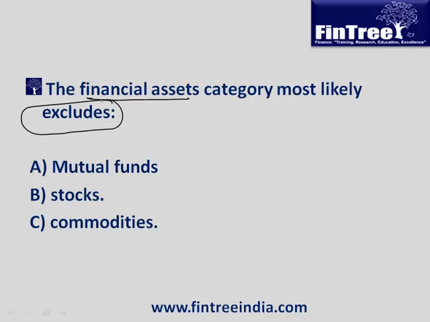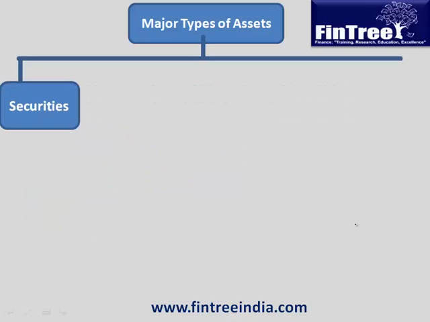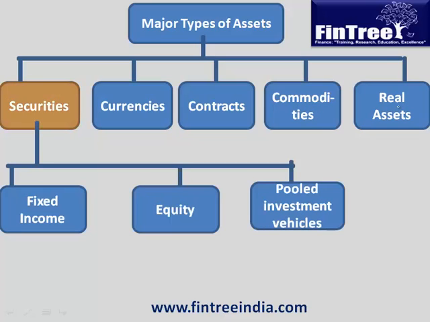Excludes commodities. Distinguishing characteristics and major subtypes of securities, currency contracts, commodities, and real assets trade in organized markets. So these are the major category of assets: security, currency, contract, commodities, and real estate. Securities we will further classify into fixed income, equity, pooled investment vehicles.